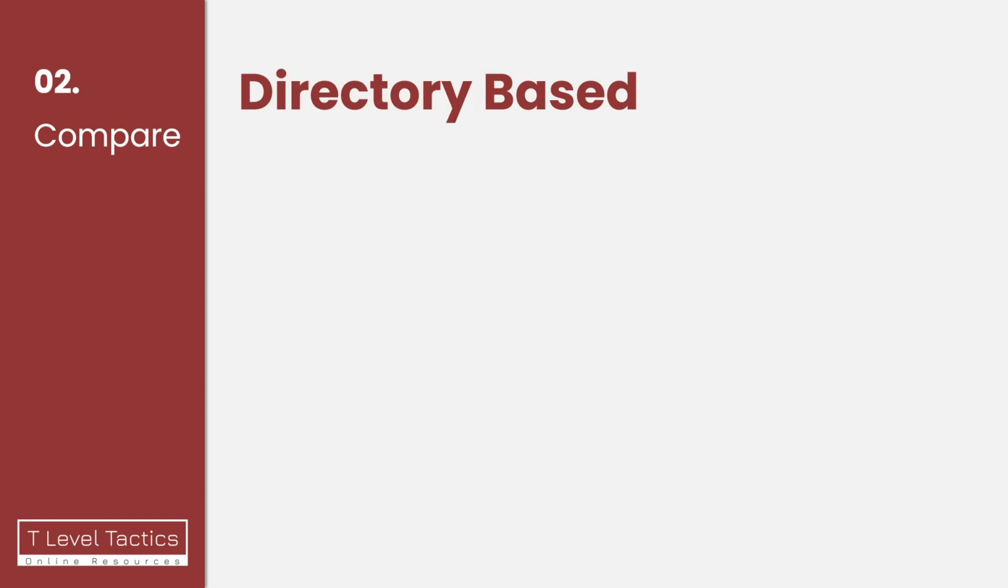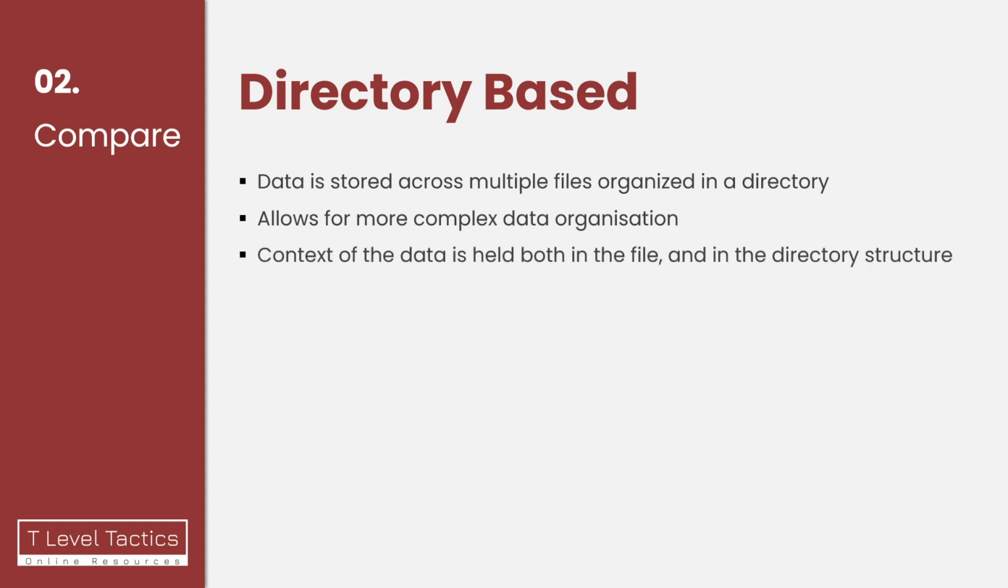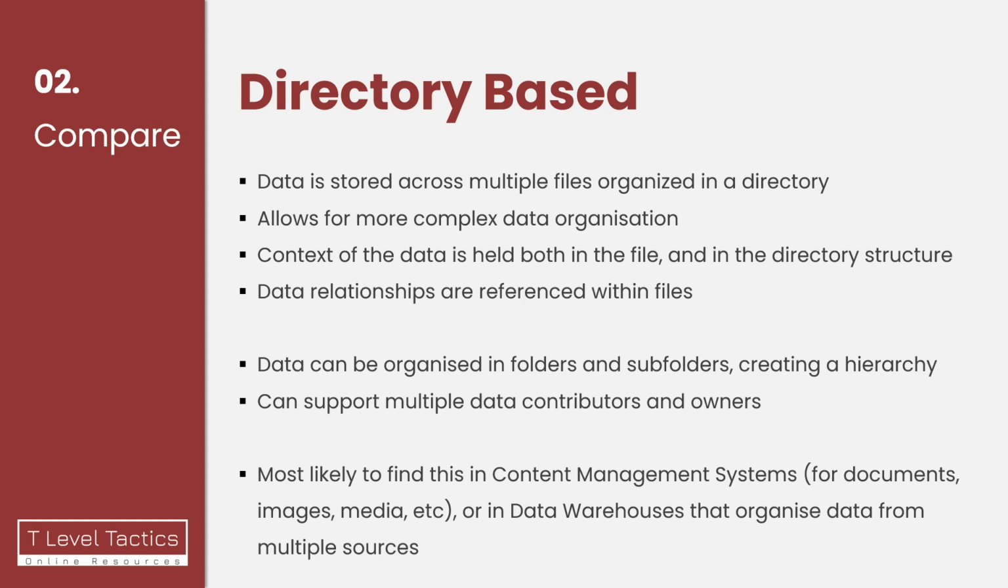In a directory-based database structure, data is stored across multiple files organized in a directory. It allows for more complex data organization. The context of the data is held both in the file and in the directory structure. And any relationships are referenced within these files. Data can be organized in folders and subfolders, creating a hierarchy like we may have seen before, and can support multiple data contributors and owners. We're most likely to find this in content management systems for documents, images, media, things like that, or in data warehouses that organize data from multiple sources.